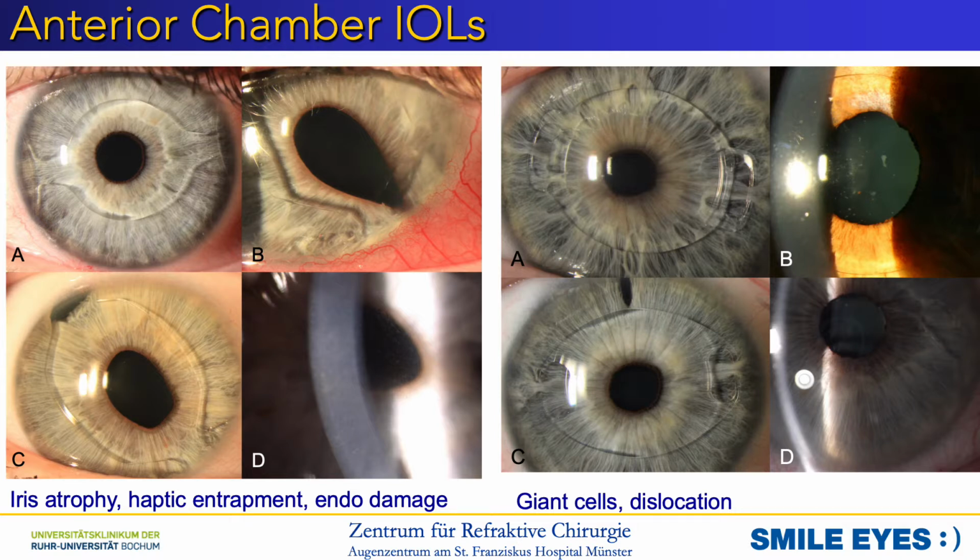Anterior chamber IOLs we have been using a lot in the past. However, we encountered some complications like iris atrophy, haptic entrapment, and endothelial damage with the chamber fixated IOLs, and giant cells and dislocation with the iris fixated iris claw IOLs. So I personally don't use them anymore.